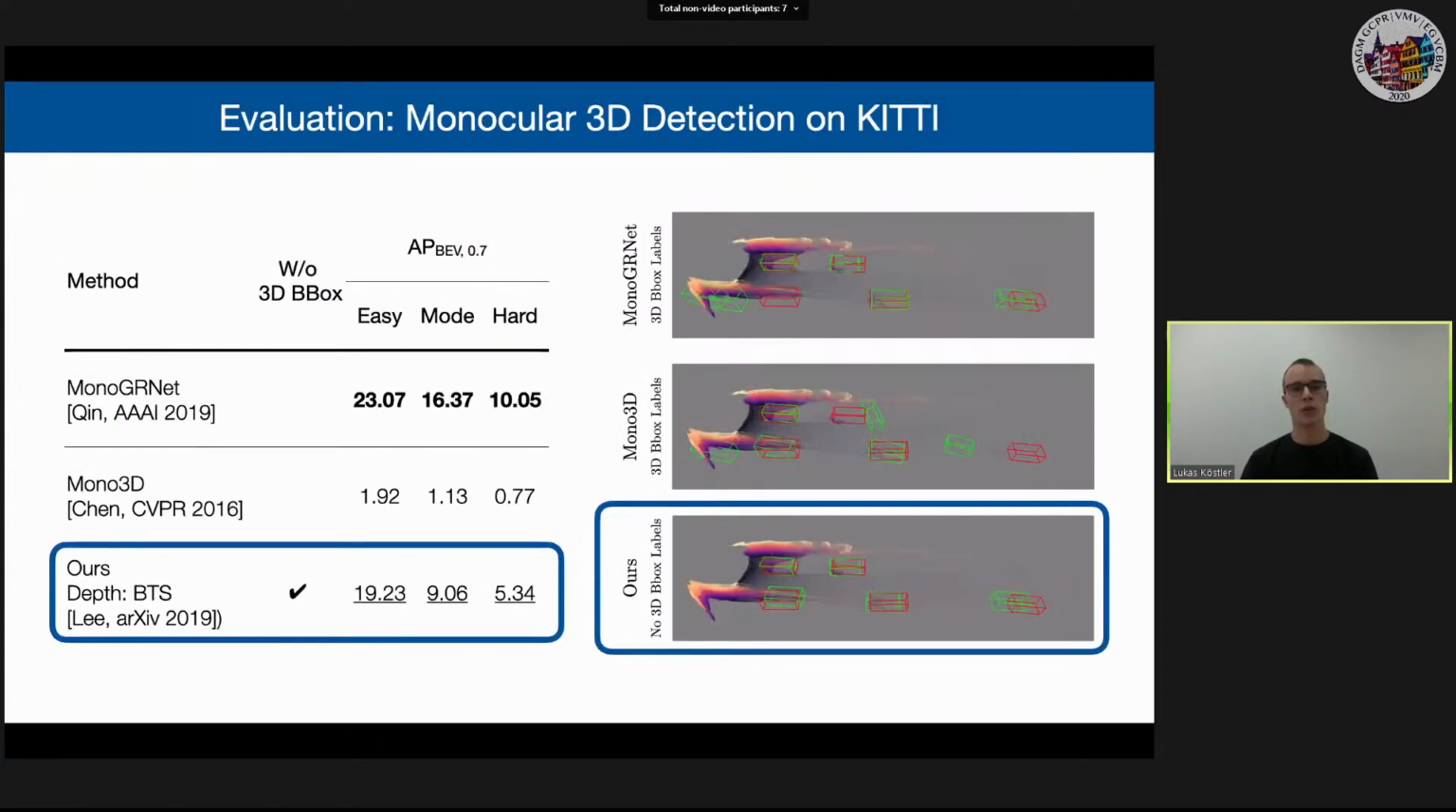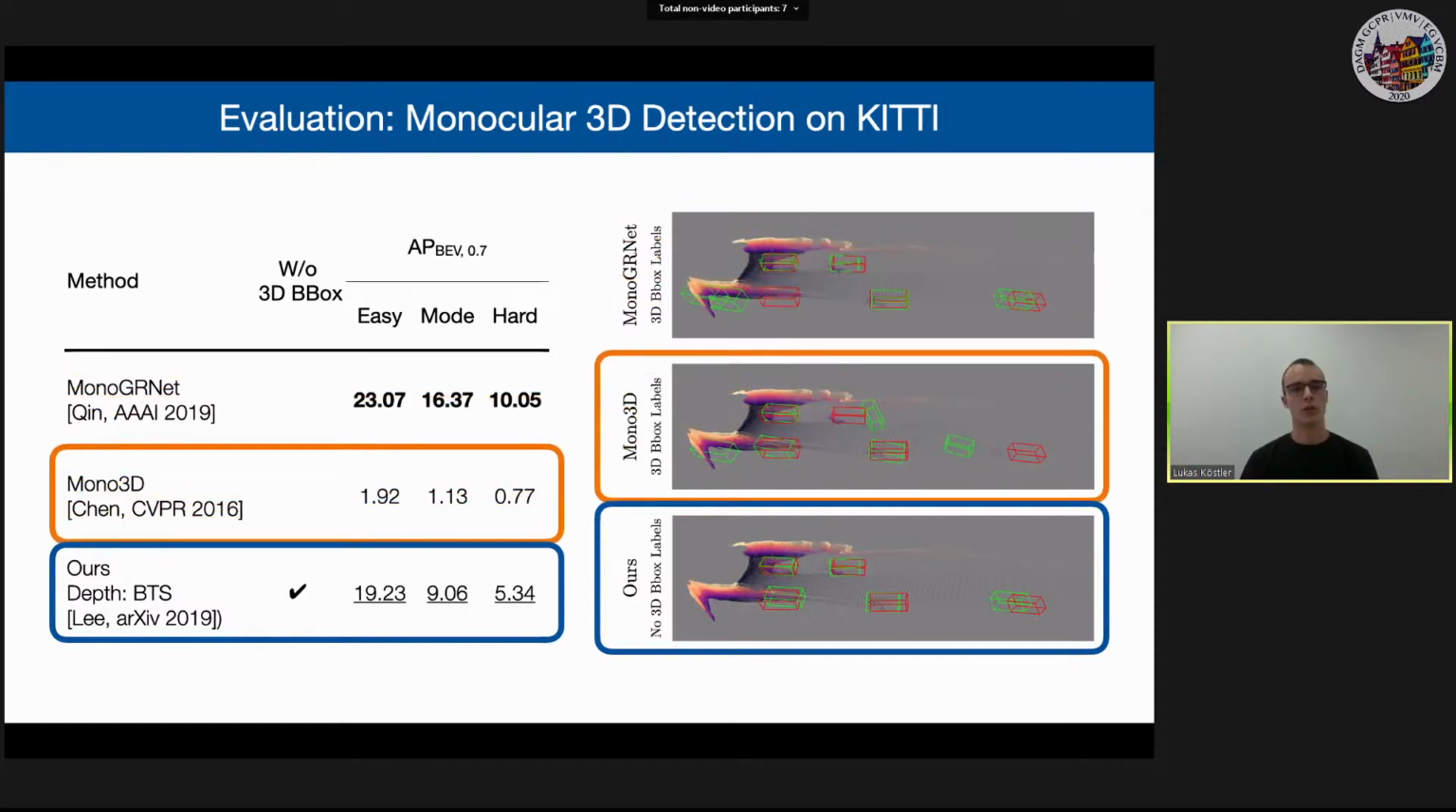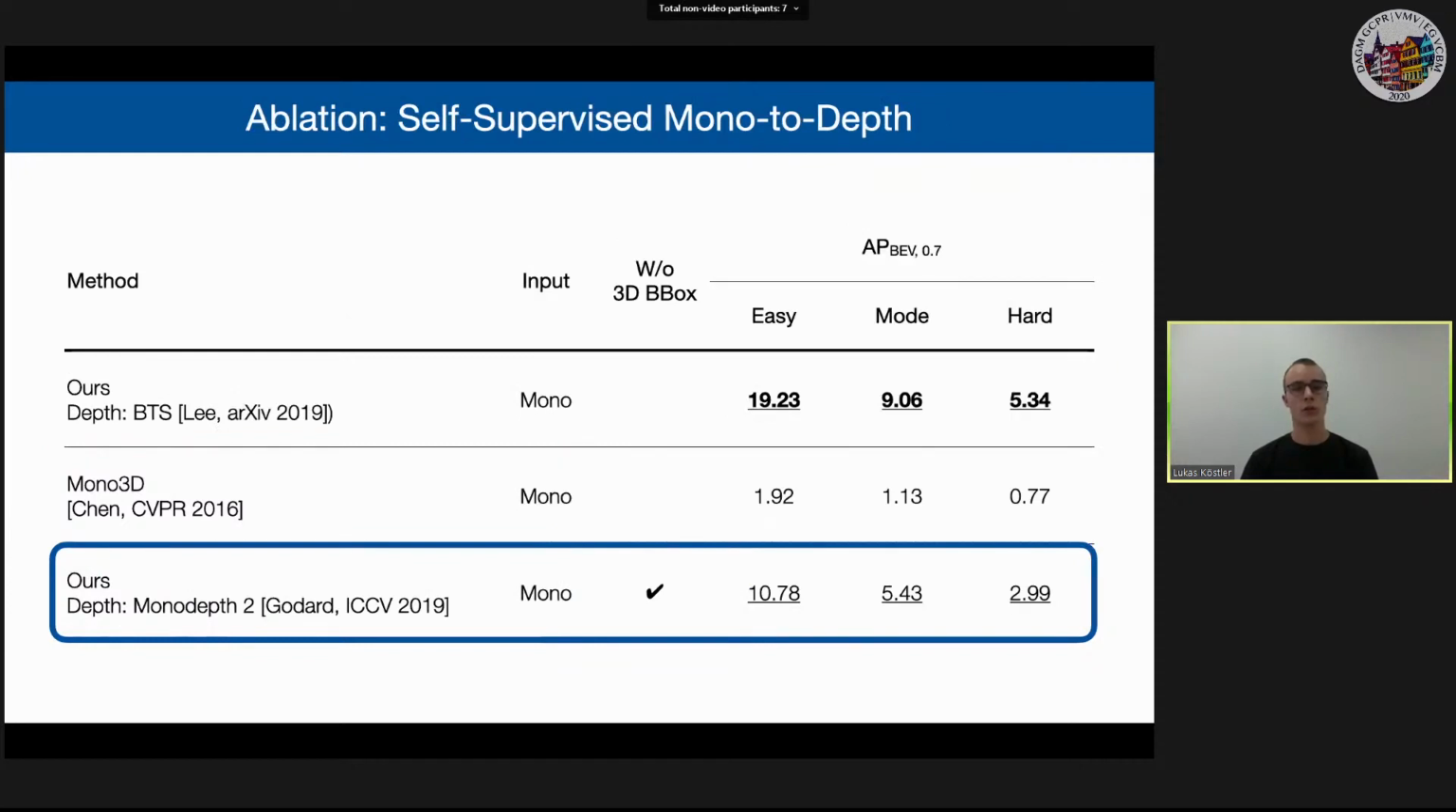We evaluate our model on KITTI against 2 methods that require 3D bounding box labels for training. The proposed method achieves promising performance in comparison to MonoGRNet, which is a state-of-the-art monocular object detector. The comparison with Mono3D shows that training without 3D bounding box labels is feasible and delivers superior performance to this common baseline. Due to the pseudo-LiDAR architecture, our model can use depth maps from any image-to-depth algorithm.